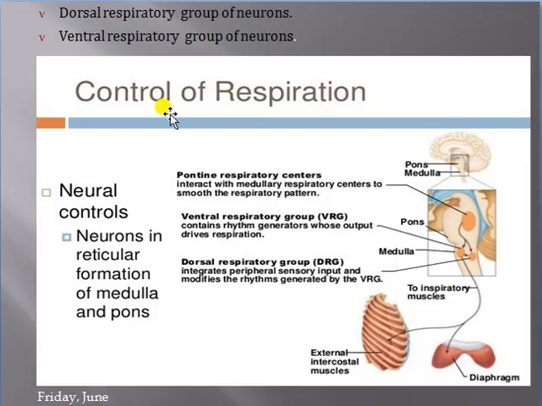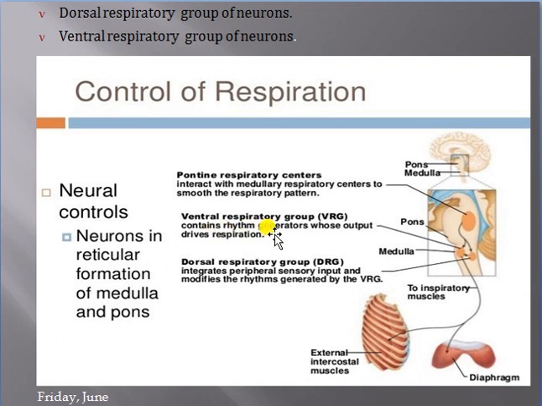Next, control of respiration, the same, we already discussed it. This is the pons area, the medulla, this is the external intercostal and diaphragm. The pontine respiratory center interacts with the medullary respiratory center to smooth the respiratory pattern. The pontine respiratory center is present in the pons, and it interacts with the medullary respiratory center to smooth the function. And I already said that in the medulla oblongata two groups are present, the ventral respiratory group and the dorsal respiratory group. The ventral group contains rhythm generators whose output drives respiration.